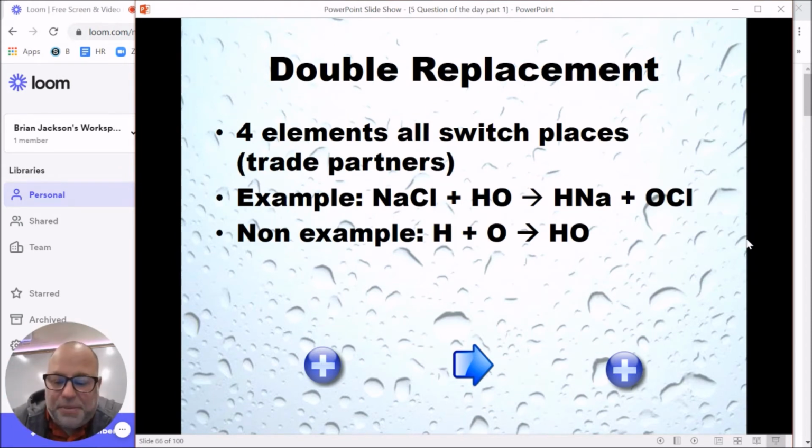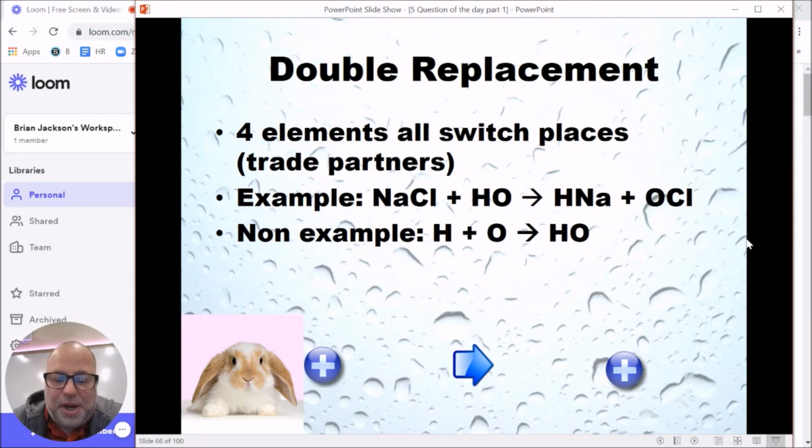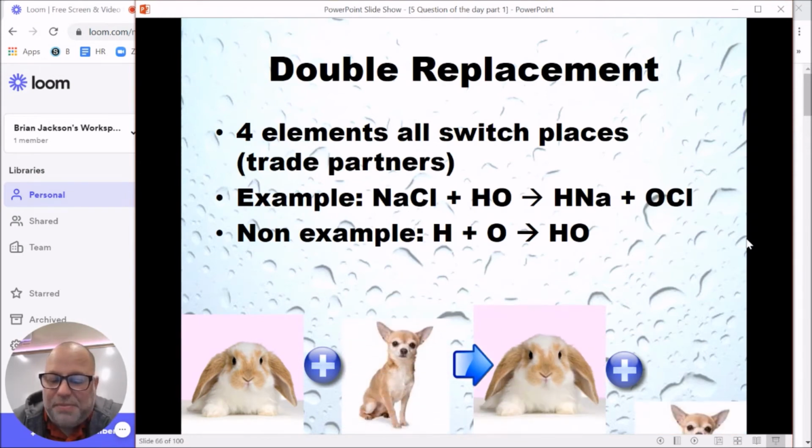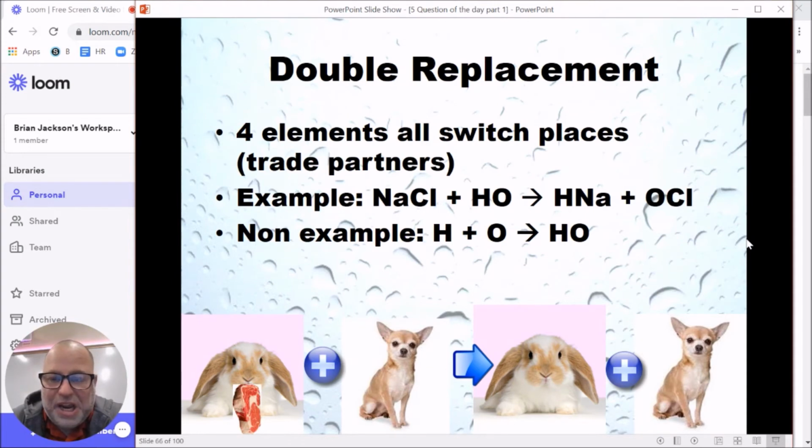So in our example down below, we've got our good friends again, bunny and puppy, and the things that are being replaced, we've got bunny with steak, which is just funny, right? And dog with carrots. But after the chemical reaction happens, look, the food changes places. There's bunny with carrot and then dog with steak. It still doesn't look right, anyway. So that makes it double replacement right there.